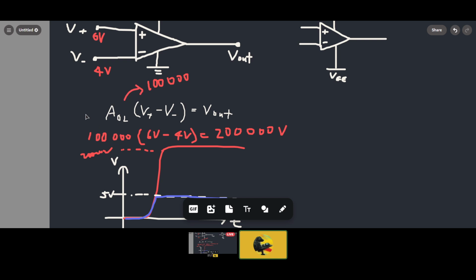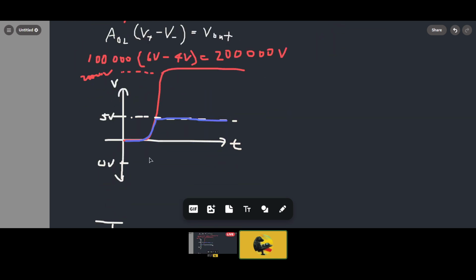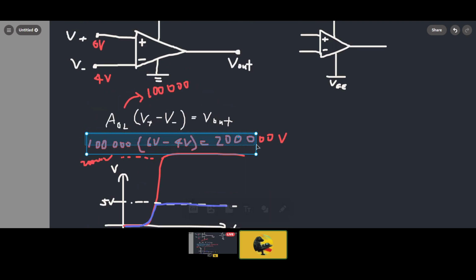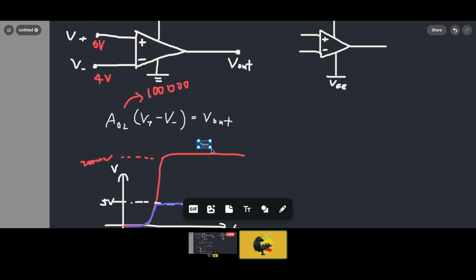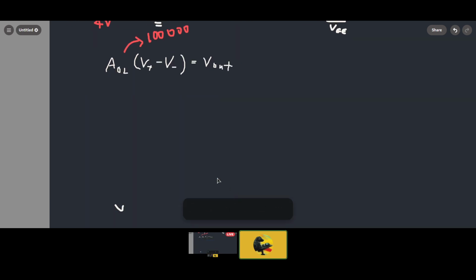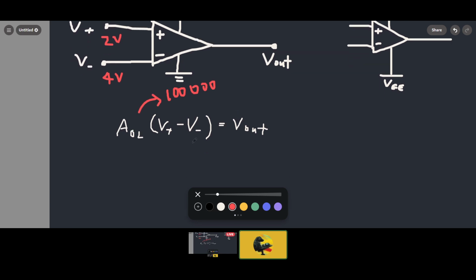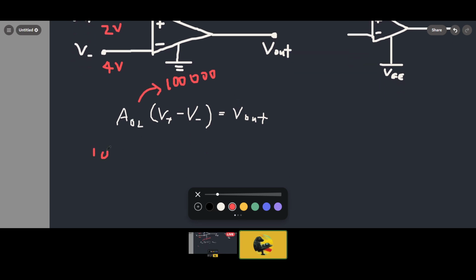And then the same can be said when the voltage output is lower than our VEE, which in this case is 0 volts. So let me create a scenario where that is the case. Let's say now our V plus is actually 2 volts. Okay, so with all this information, what is V out theoretically? We just plug the values into the formula.